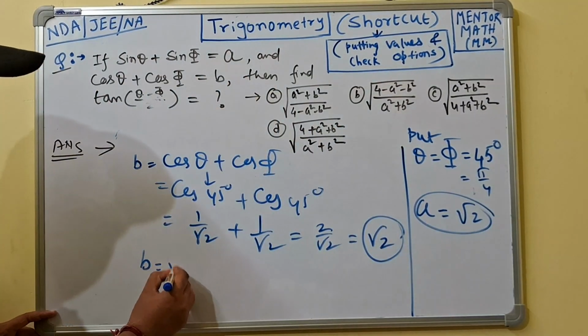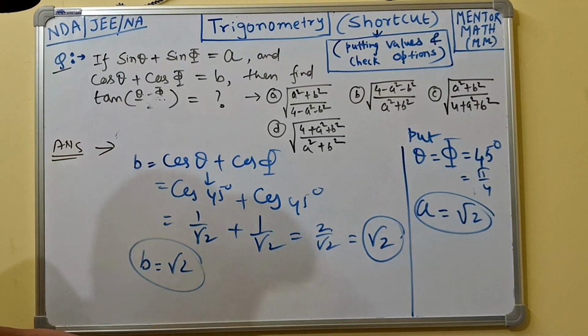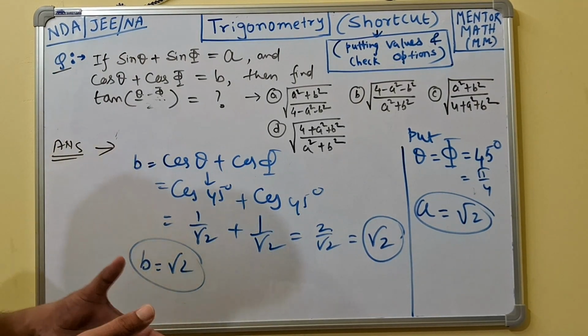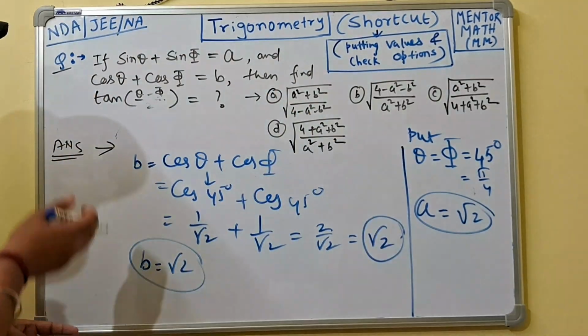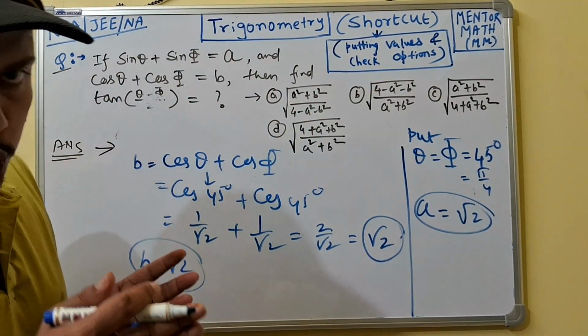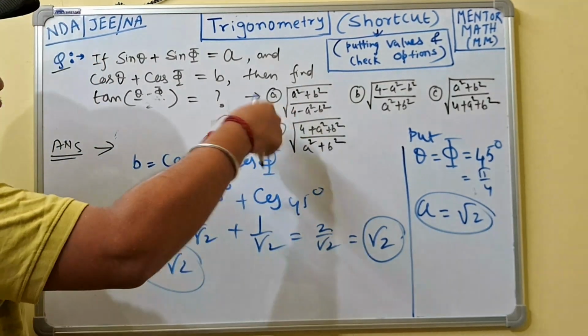So again we got the value root 2. So both A and B are the same value. If we put theta and phi as pi by 4, that is 45 degrees, we got A equal to root 2 as well as B equal to root 2. Okay, so now it comes to your options. There are 4 options.